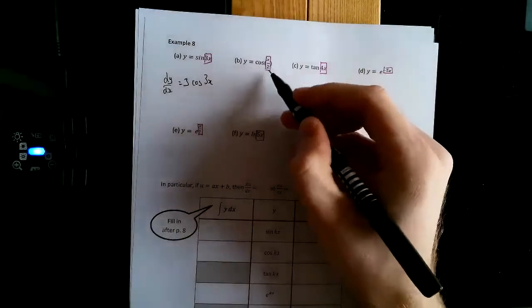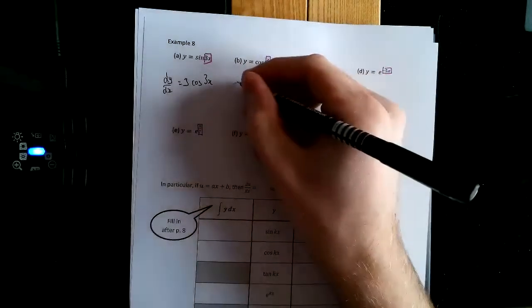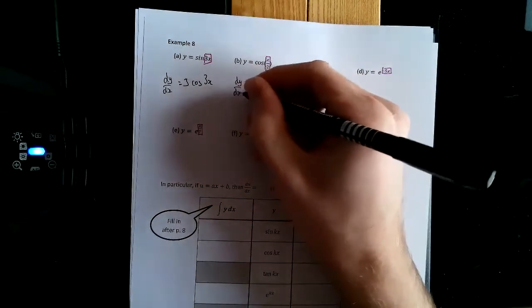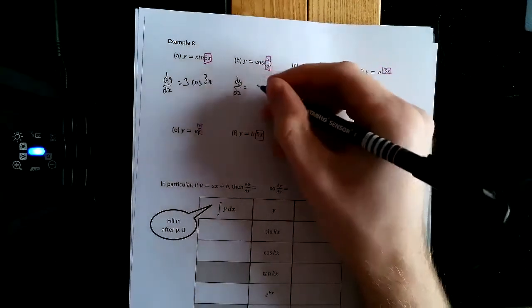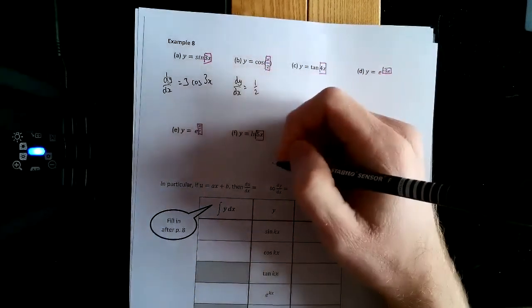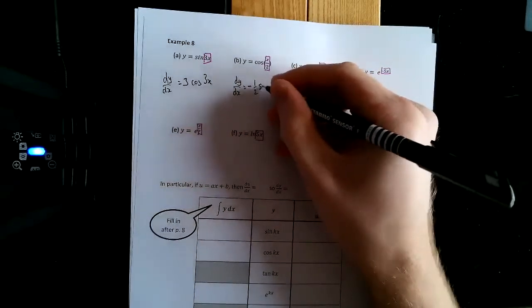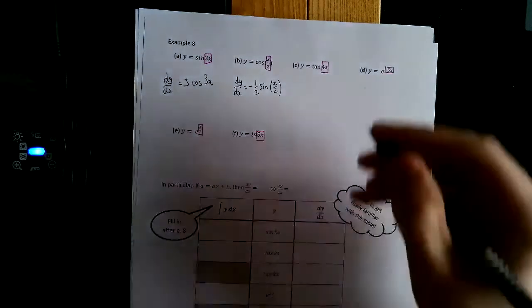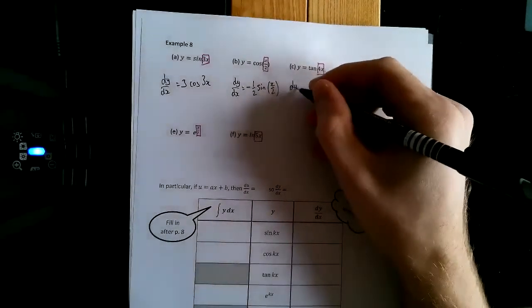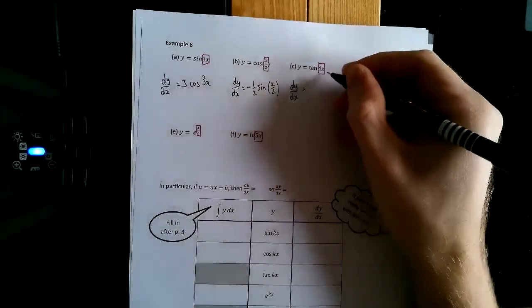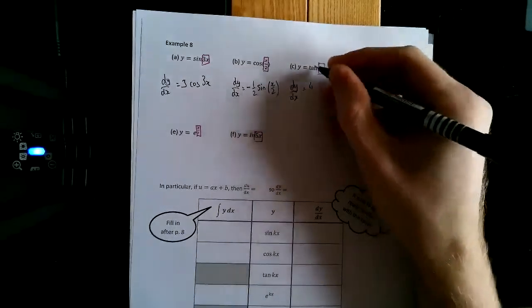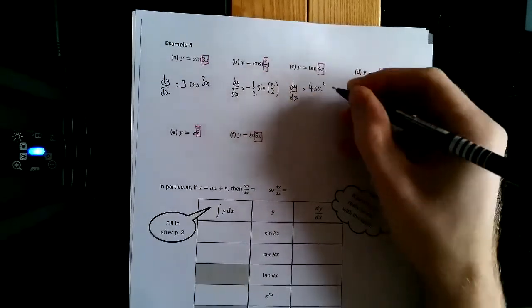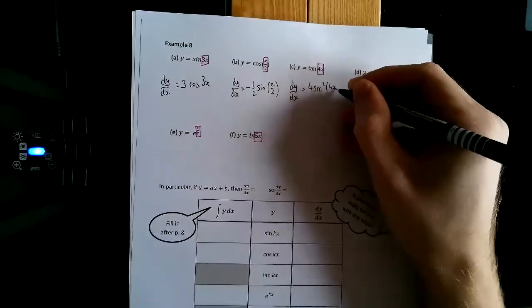This one, I'm differentiating my u, so x over 2 differentiates to give me a half. And cos differentiates to give me minus sine, and that just stays as x over 2. Next, I'm differentiating my u, so 4x differentiates to 4, tan differentiates to sec squared, and my function just stays as 4x.